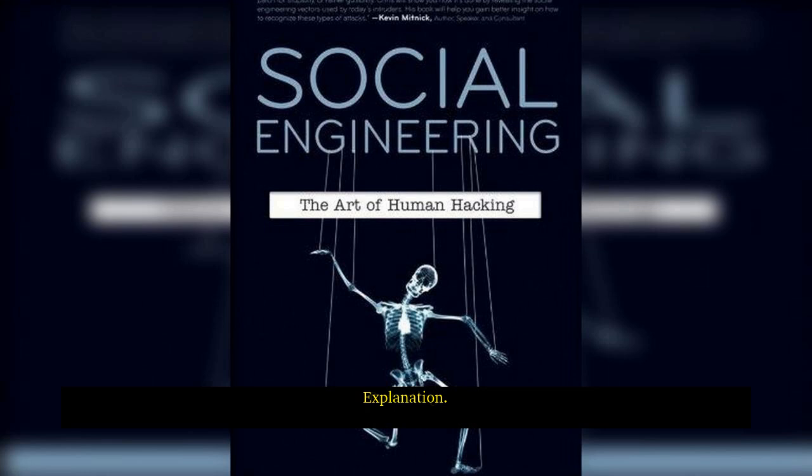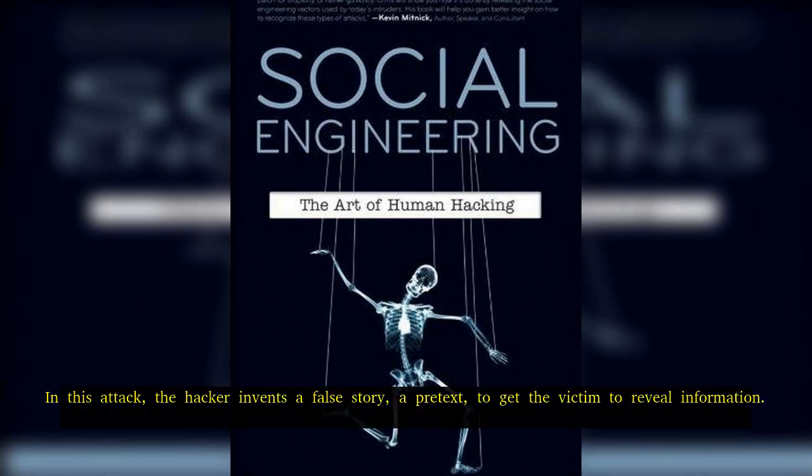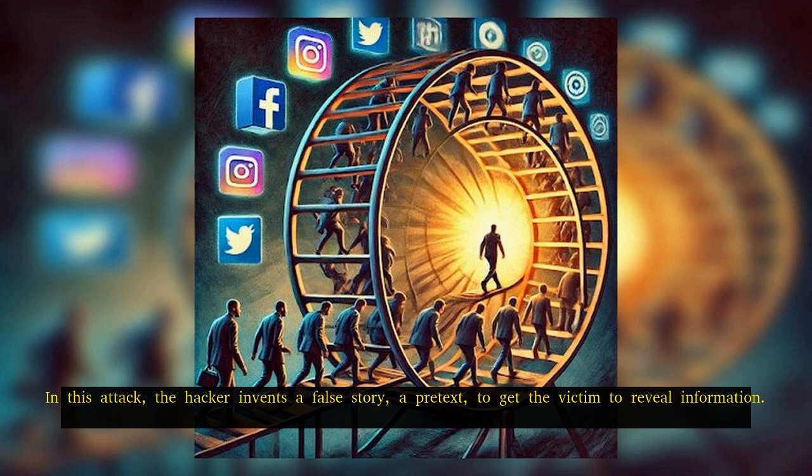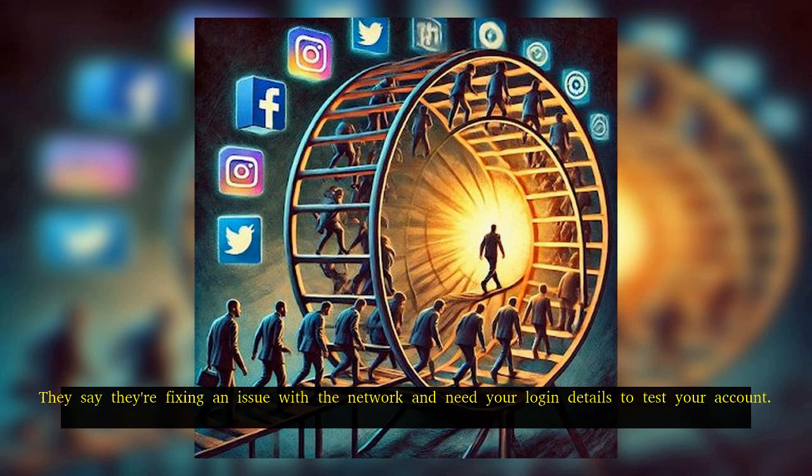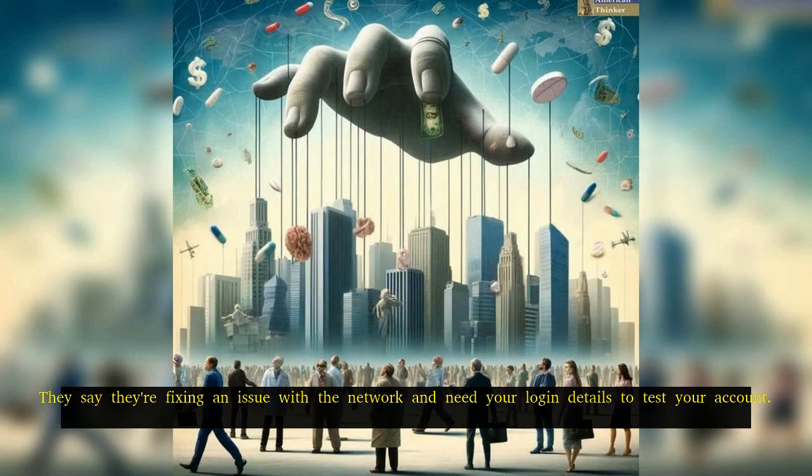3. Pretexting. Explanation. In this attack, the hacker invents a false story, a pretext, to get the victim to reveal information. It relies on trust and authority. Example: an attacker calls pretending to be from IT support. They say they're fixing an issue with the network and need your login details to test your account. You trust them because they sound professional and convincing.